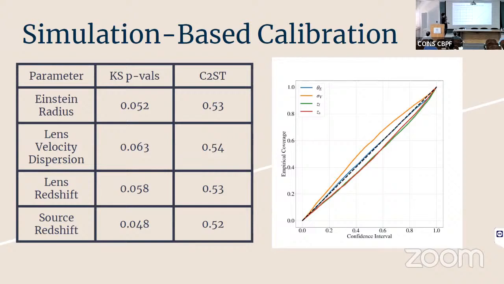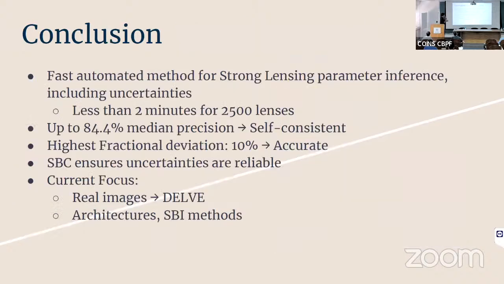And what we can see here is that all the 4 models are well calibrated. The model for the Einstein radius is very well calibrated, but there are some slight over and under confidences, but generally the models work well. There are no signs of systematic over or under approximations of our posterior distributions.